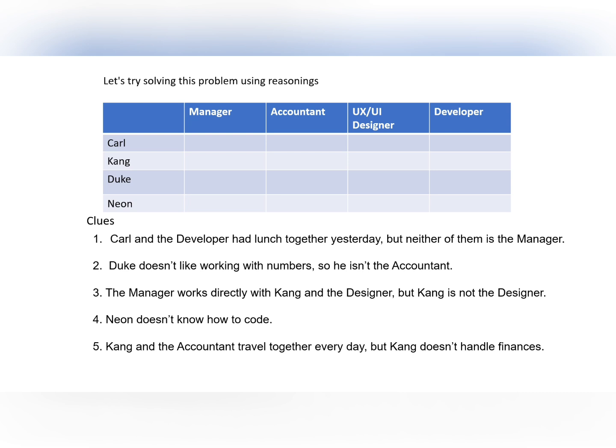Clue number 1. Carl and the developer had lunch together yesterday, but neither of them is the manager. This makes Carl not the manager, and neither Carl nor the developer the manager. So let's cross out the manager role on Carl. This clue tells us that the manager is either Kang, Duke, or Leon, but not Carl and the developer.